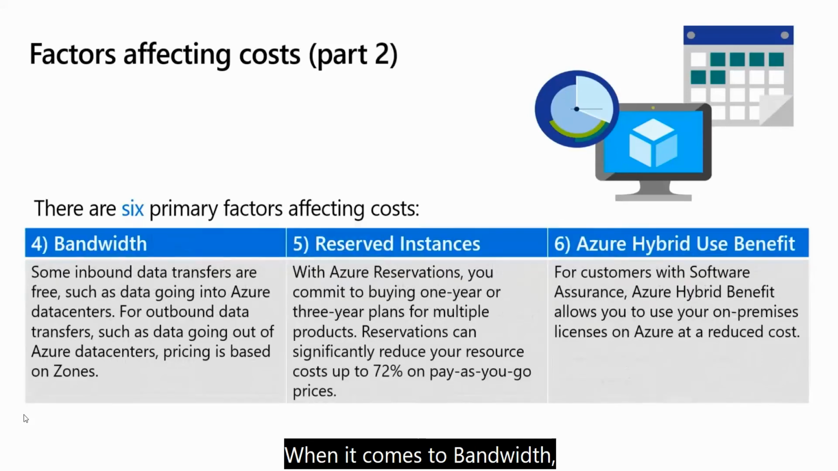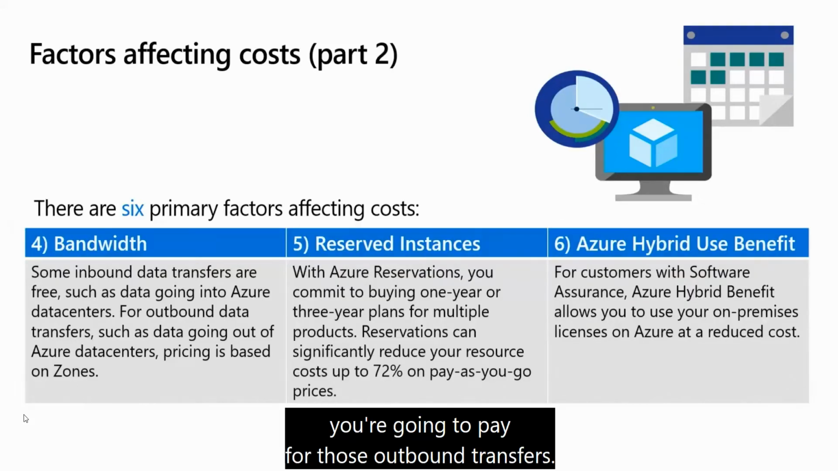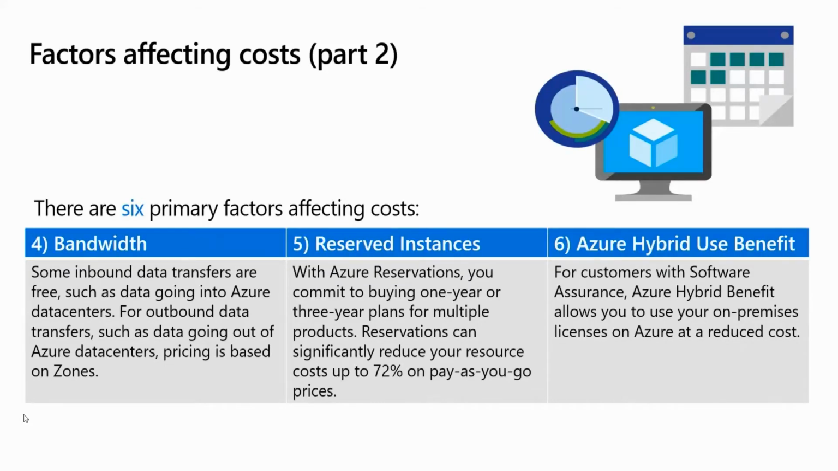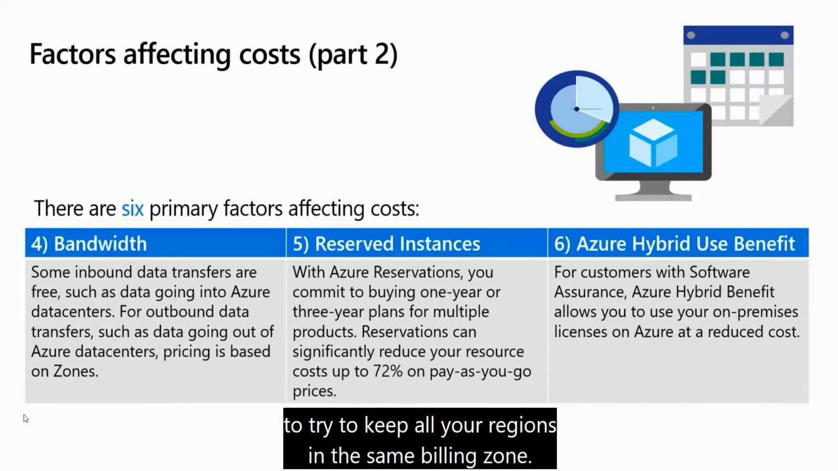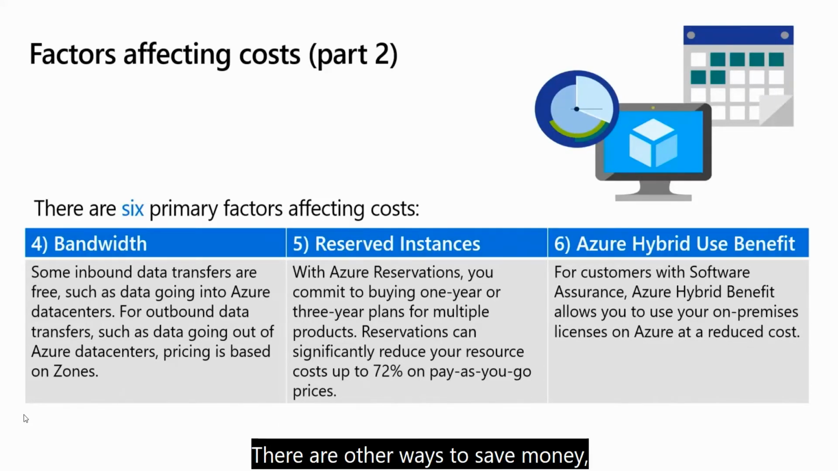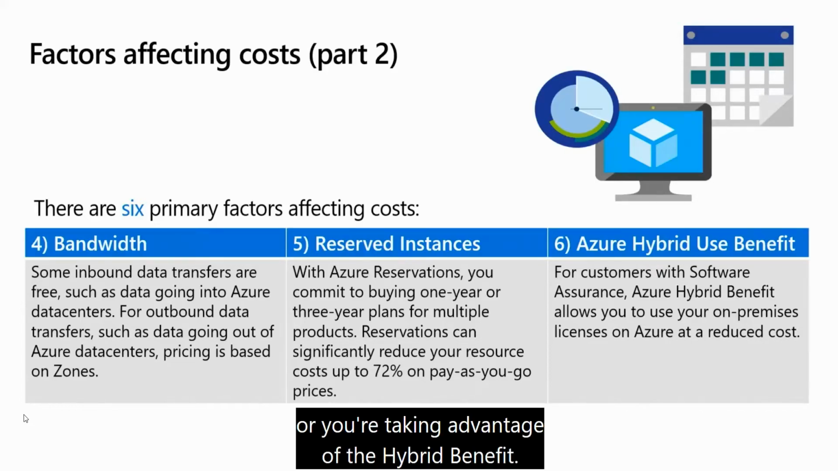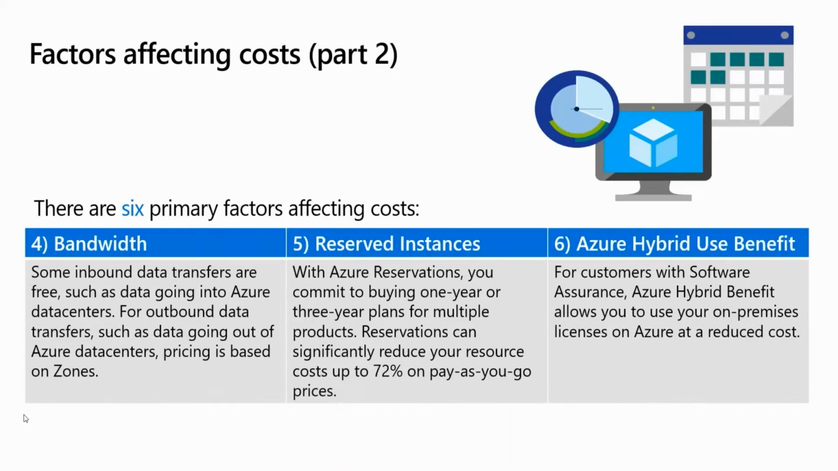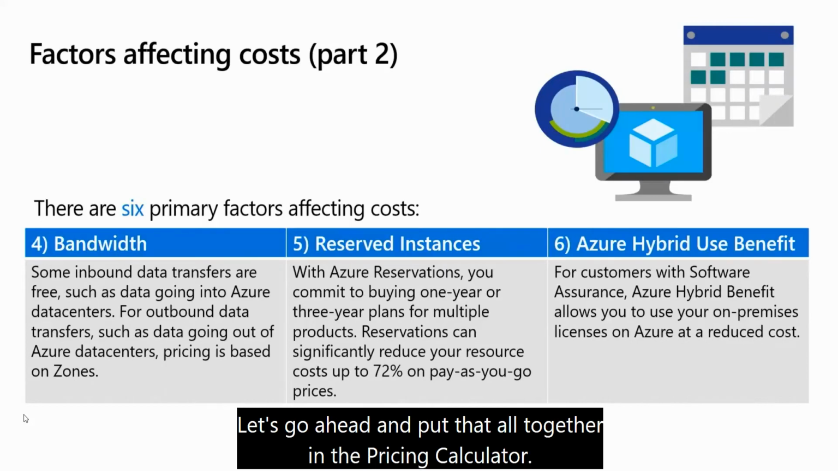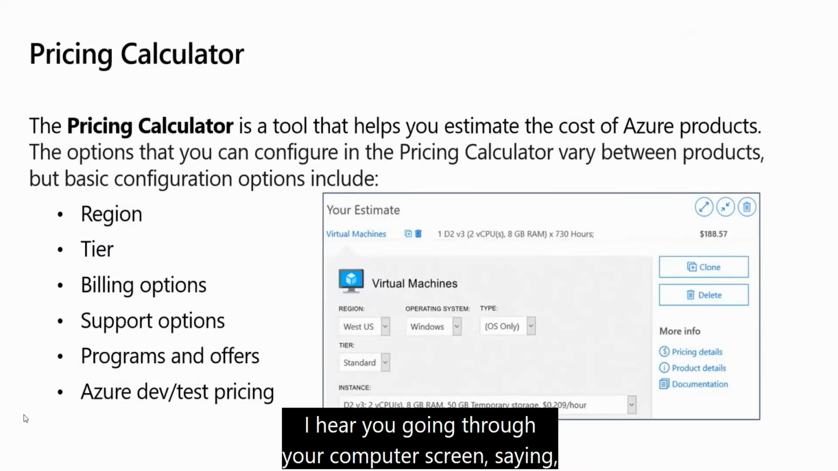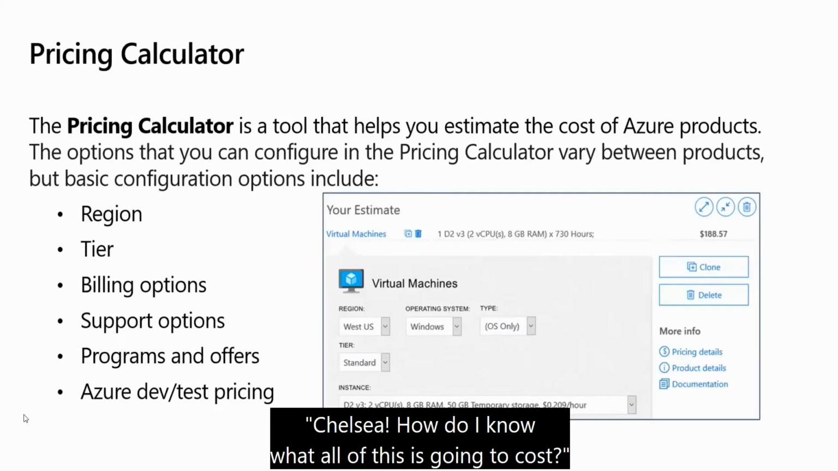When it comes to bandwidth, you're going to pay for those outbound transfers. So if you are crossing billing zones, there will be a charge. So if you have the ability, try to keep all of your regions in the same billing zone. But there's other ways to save money, whether you're choosing it through reserved instances or you're taking advantage of the hybrid benefit. Let's go ahead and put that all together in the pricing calculator. You know, I hear it. I hear you going through your computer screen saying like, Chelsea, how do I know what all of this is going to cost?